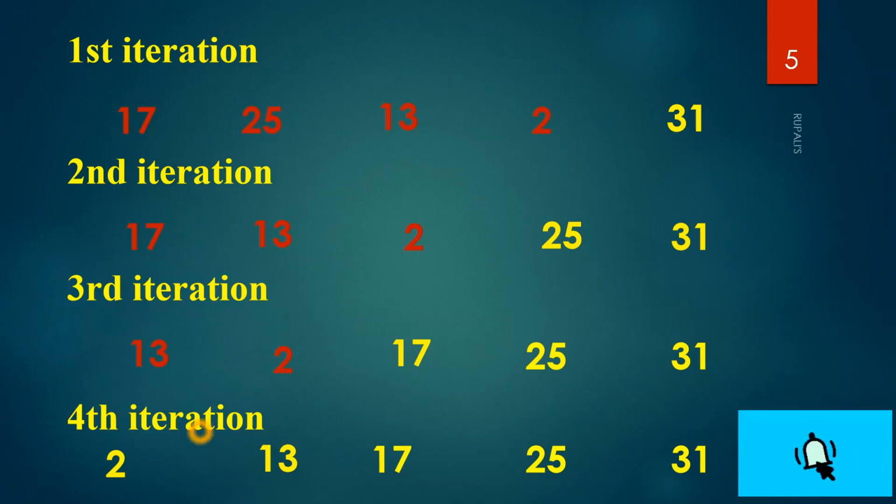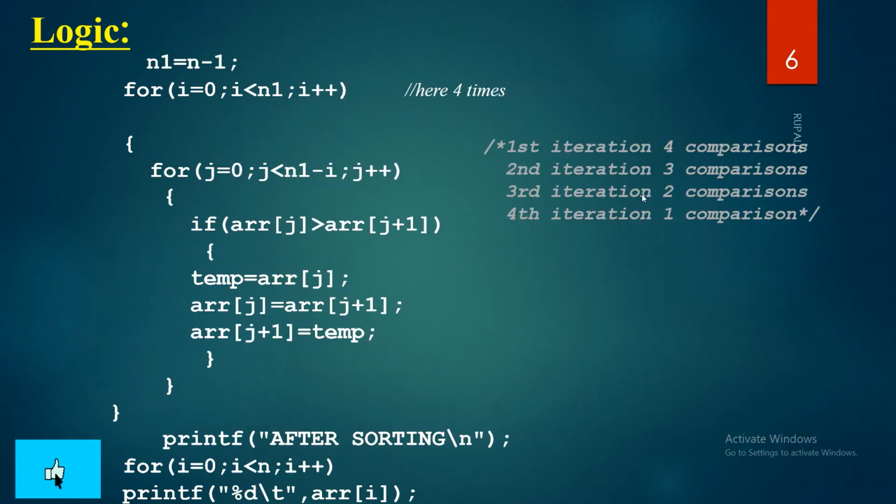Now you have to study the logic behind that. Here the total number of elements is, say, n. In our example it is 5. So how many iterations are required? It is n minus 1. In our example it is 4. So n1 is 4, n minus 1. So this loop will execute for the number of iterations. How many times? 0 to less than 4 means 4 times: 0, 1, 2, 3. So this loop is for the number of iterations.